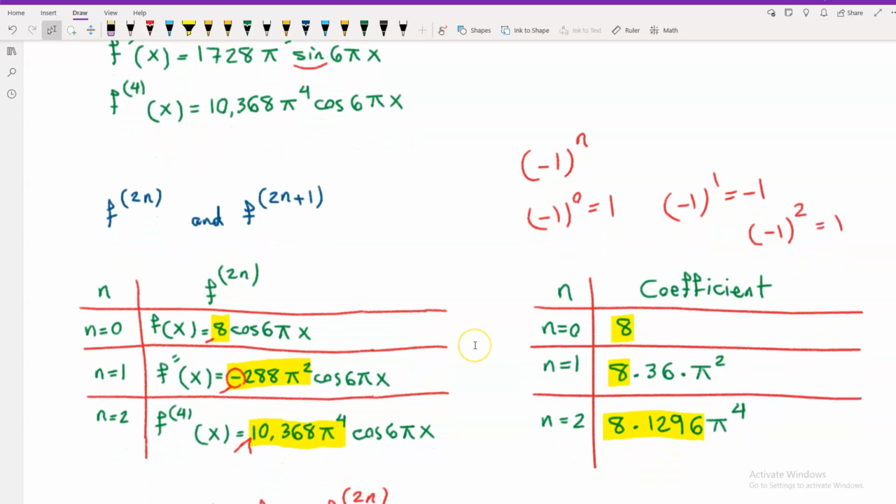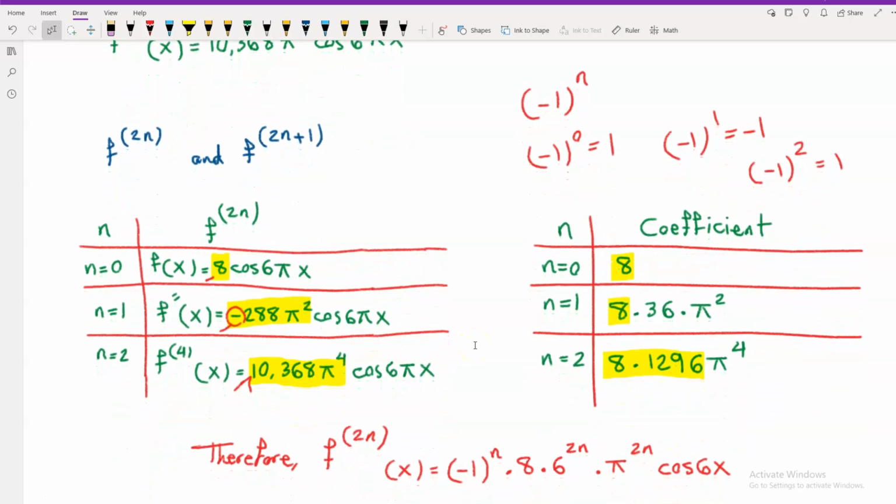So we're going to use negative 1 to the nth power, and then multiply by what we had here on this part, we used 8. So 8 multiplied by, here we have 36, that is 6 squared. So we have 6 power 2 times n. So n on this part is equal to 1. So we're going to have 6 squared for that part.